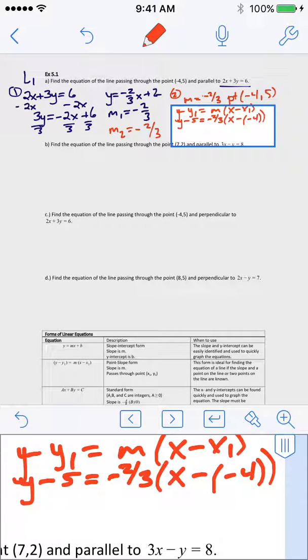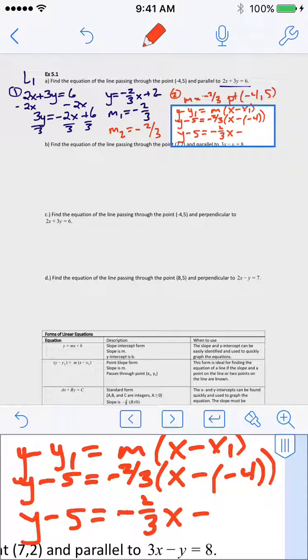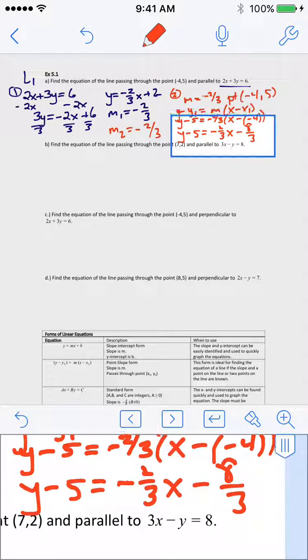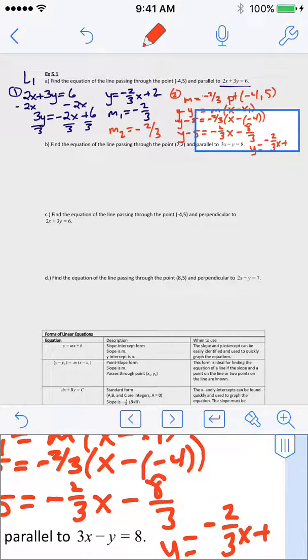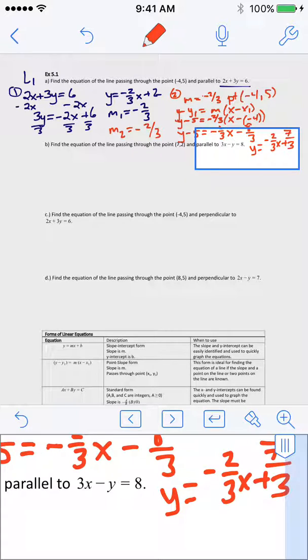So I can distribute that negative 2/3 in. y minus 5 equals negative 2/3 x, and then a positive 4 times negative 2/3 would be negative 8/3. And then I add 5 to both sides. y equals negative 2/3 x plus, that would be 15/3 minus 8/3, which is 7/3. And there's our equation.